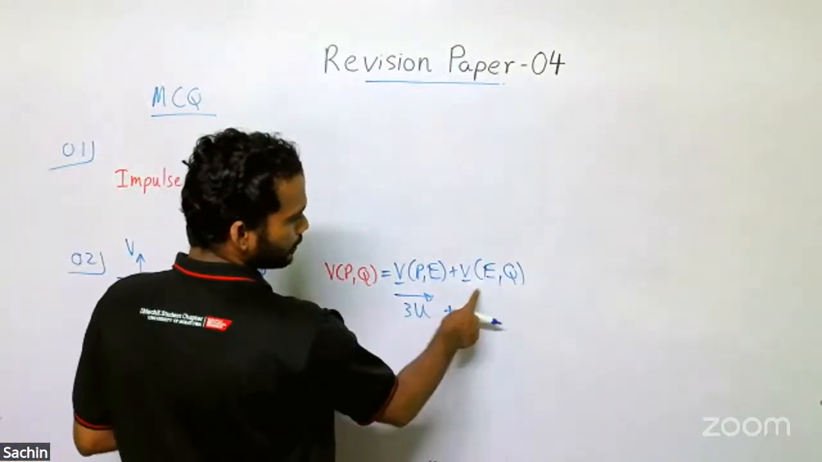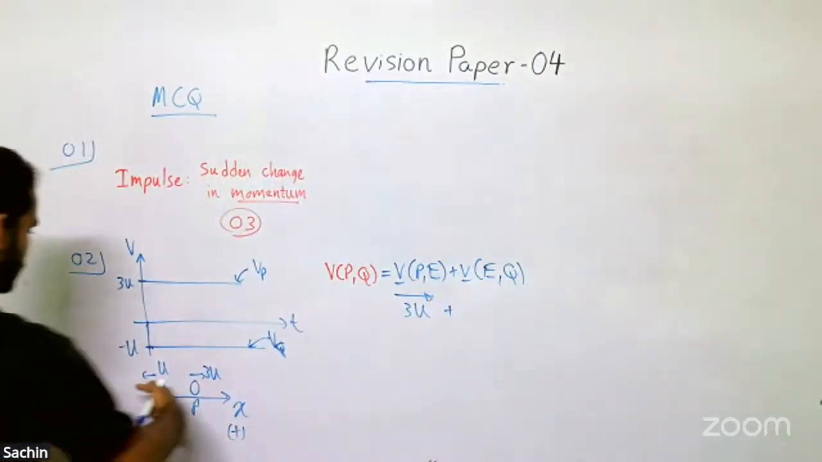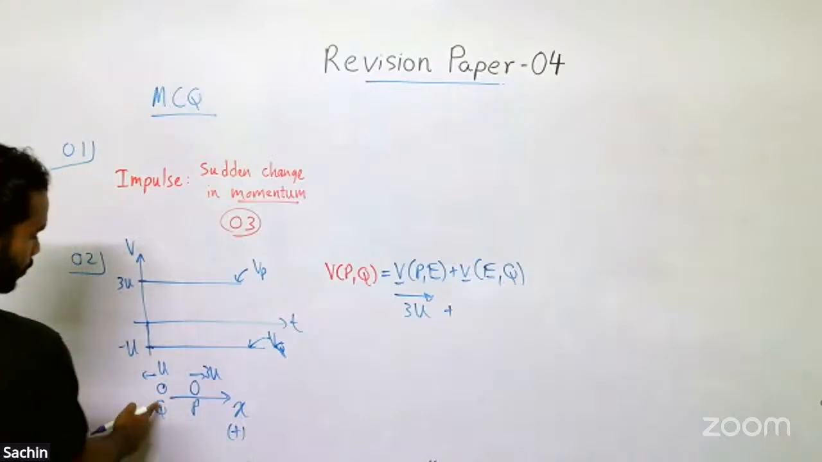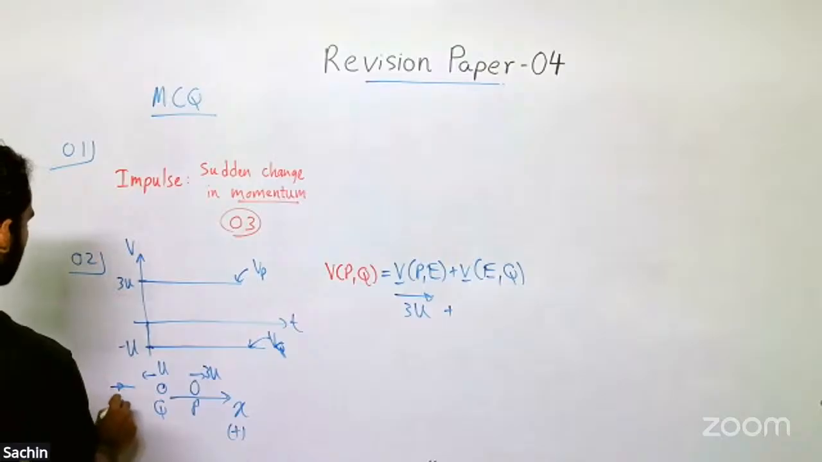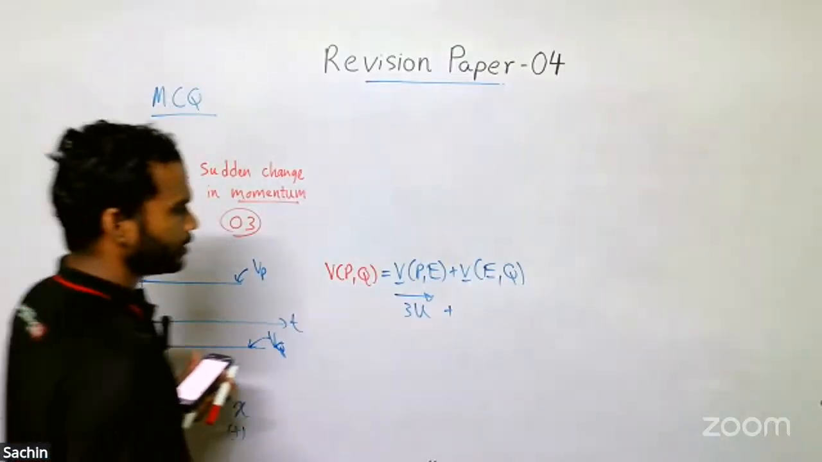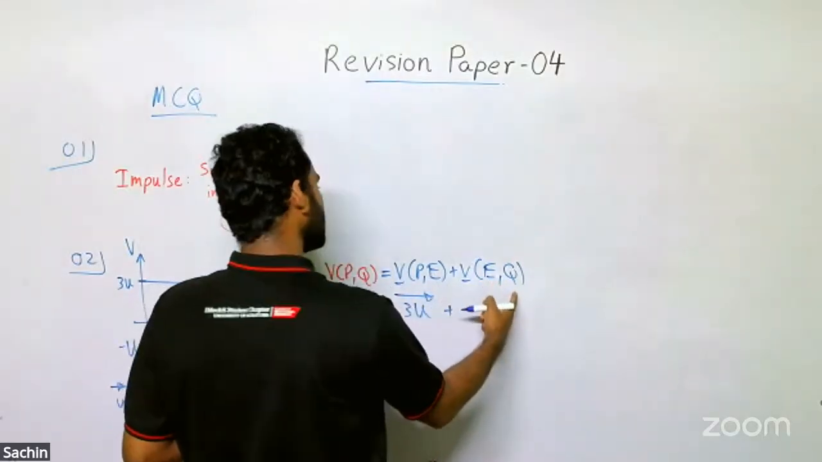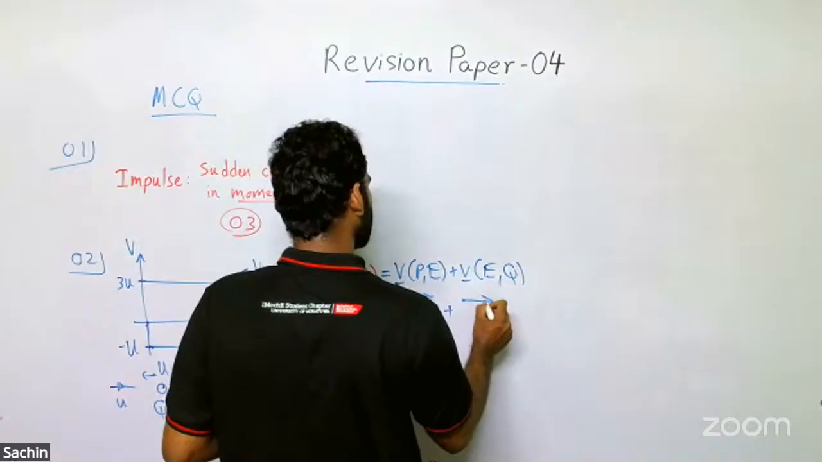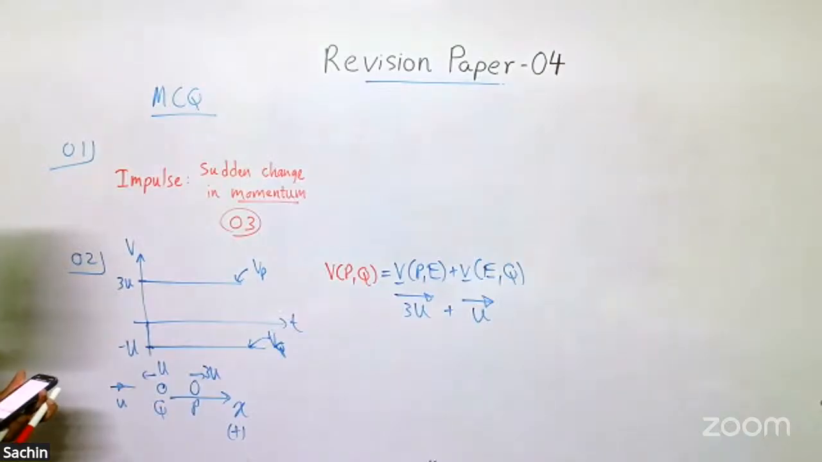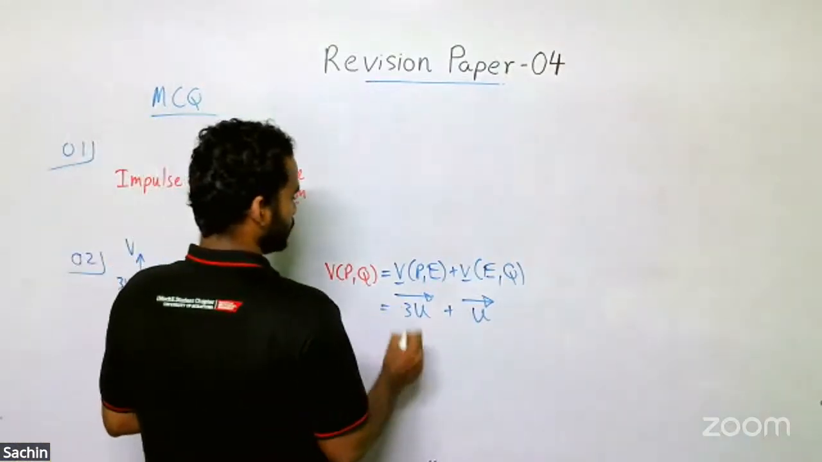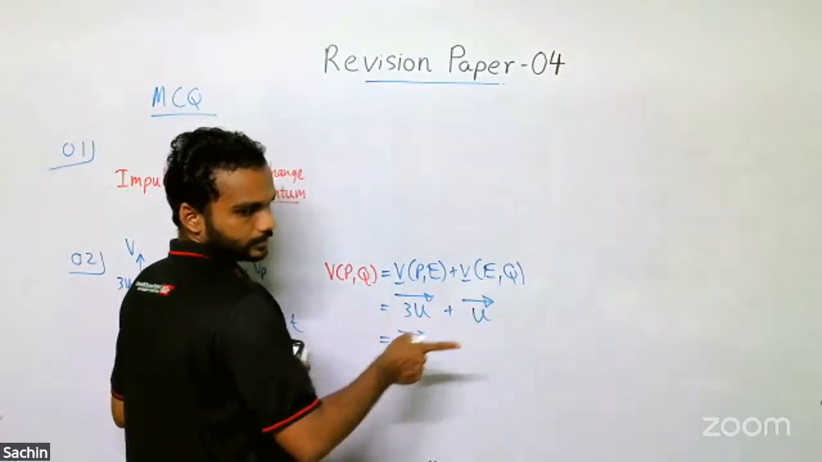Plus velocity of Earth relative to Q. Q is moving to the left. So when Q moves to the left, an observer inside Q will observe that Earth is coming towards him at the same velocity in the opposite direction. So velocity of Earth relative to Q is again to the right, that is u. That means the relative velocity is 4u in this direction.